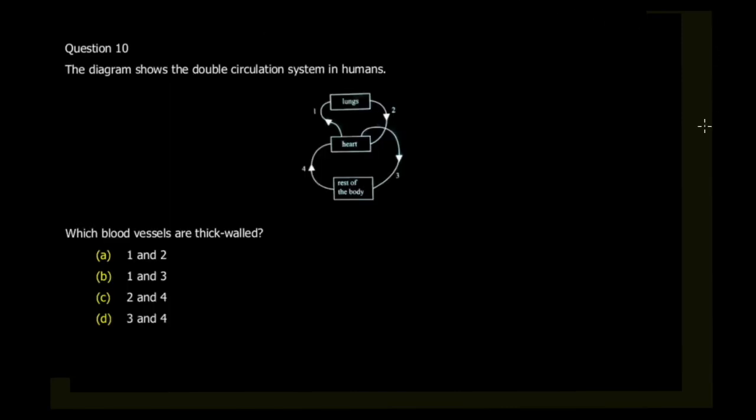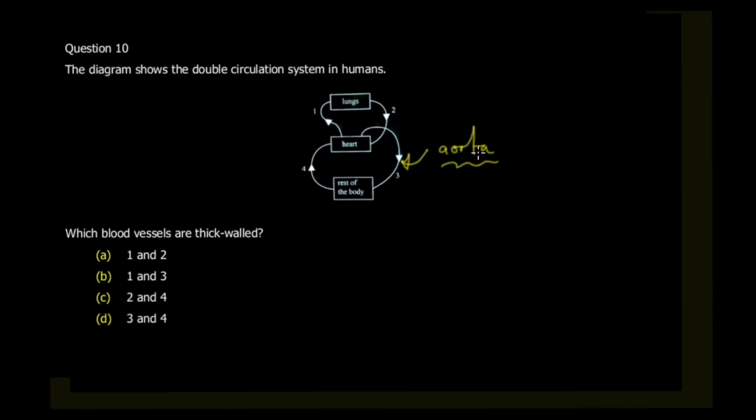Question 10 says the diagram shows the double circulation system in humans. Which blood vessels are thick-walled? Here you could attack it from a mechanics point of view. If you have the heart, you want the blood to be able to reach the limbs, the lower part of the body, so the blood has to travel a long distance. This blood would obviously be oxygenated. So the one that you choose was this. If you didn't know, you choose this because it makes sense from a mechanical perspective.